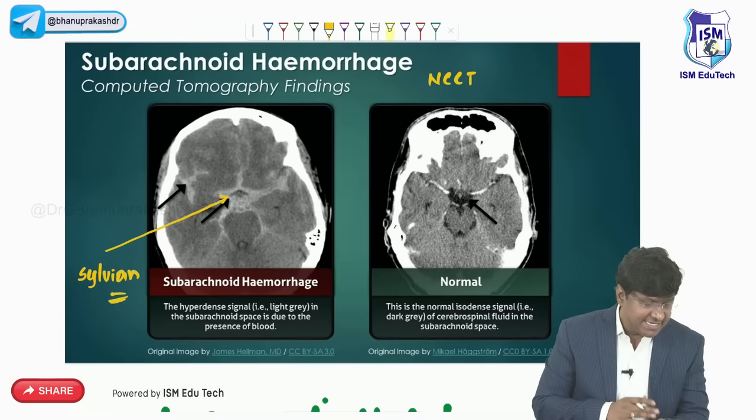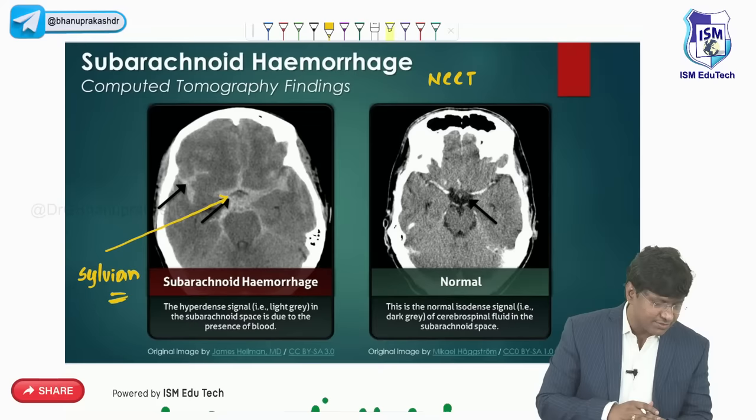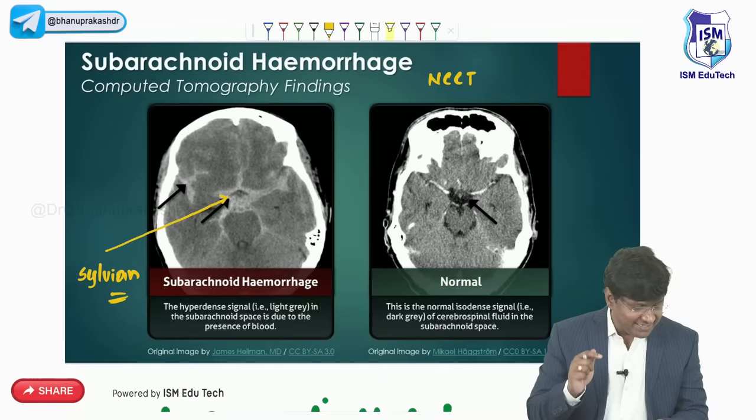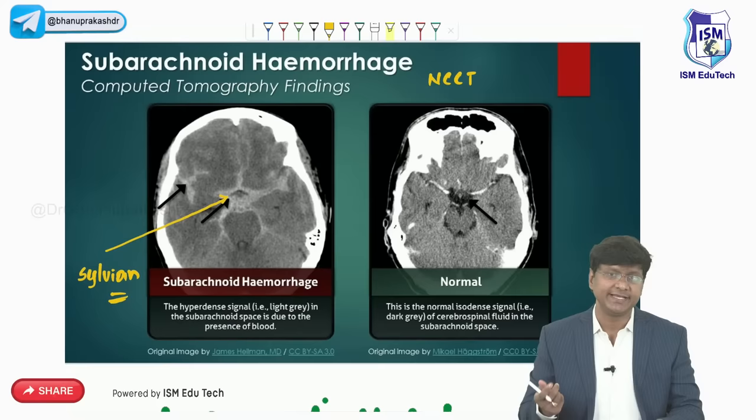Right, you will have the presence of blood in the Sylvian fissure. Okay, see, oligoclonal bands are not seen in case of your subarachnoid hemorrhage. Where do you see oligoclonal bands? Anyone of you? Oligoclonal bands are the characteristic feature in patients with multiple sclerosis. Multiple sclerosis. It is not your subarachnoid hemorrhage.